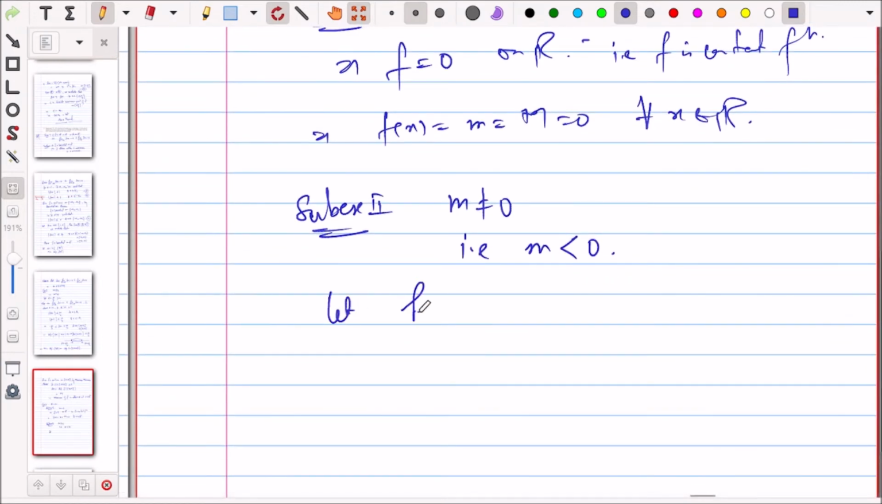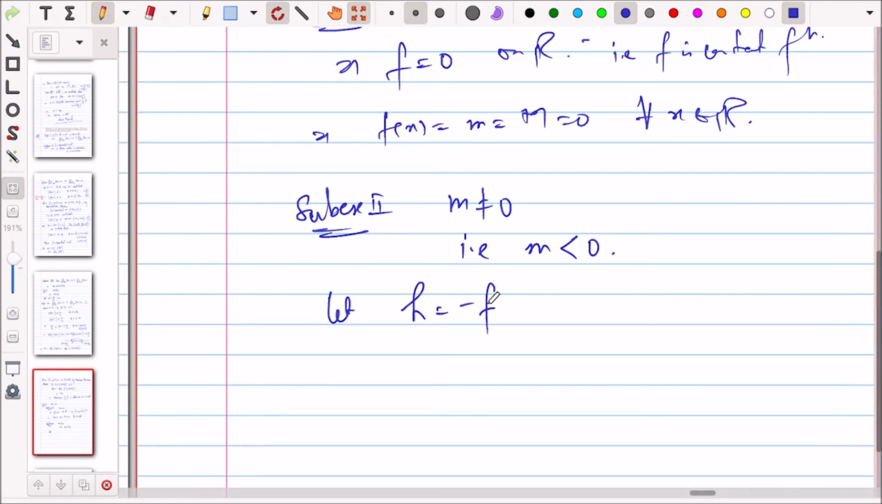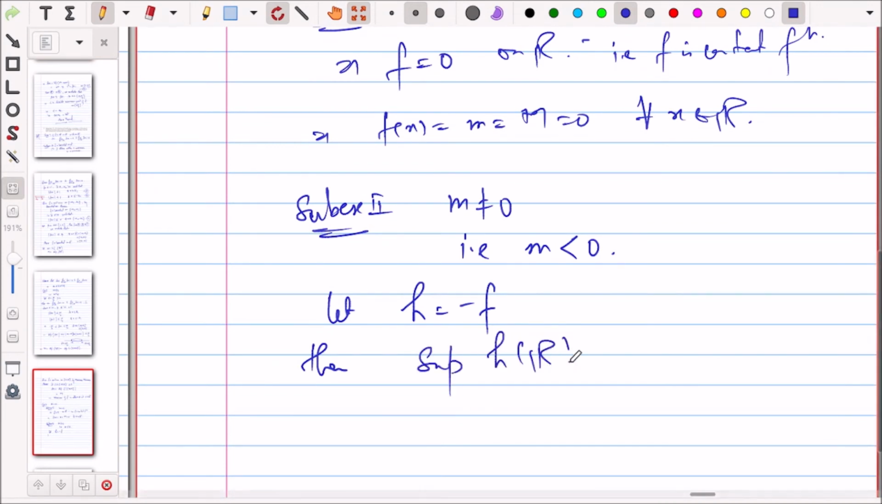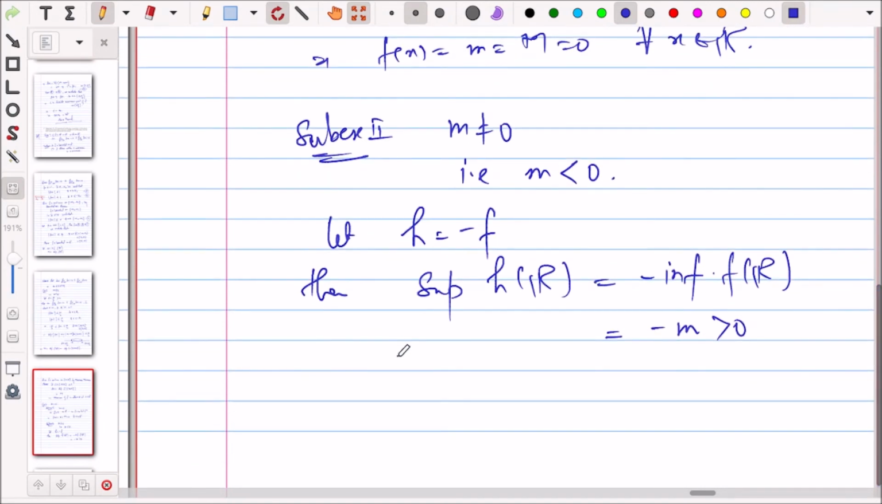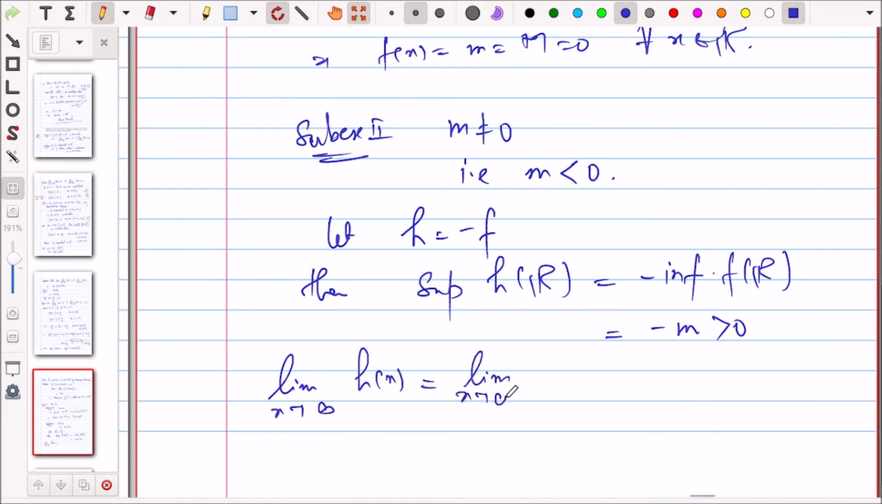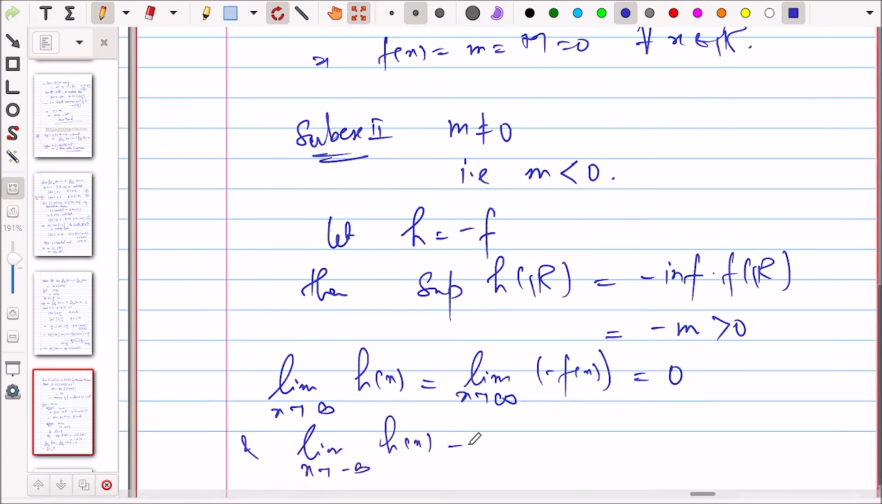So let h equal to minus f. Then the supremum of h over R will be equal to minus the infimum of f over R, because h is equal to minus f, which is equal to minus m, which is greater than 0. Because the supremum is greater than 0 and h is continuous, also the limit as x tends to infinity of h(x), which is equal to the limit as x tends to infinity of minus f(x), is equal to 0, and similarly the limit as x tends to minus infinity of h(x) will be equal to 0.